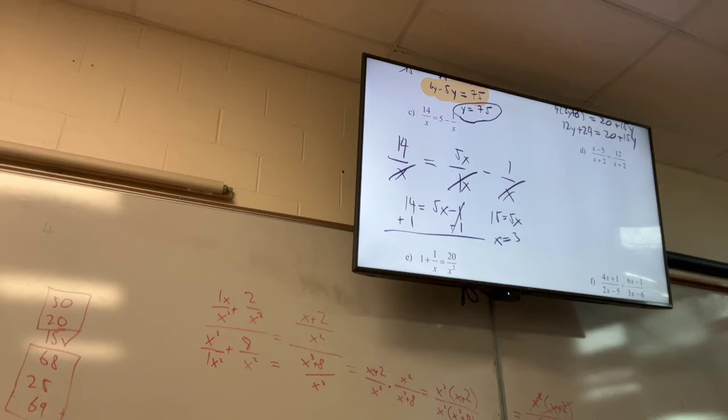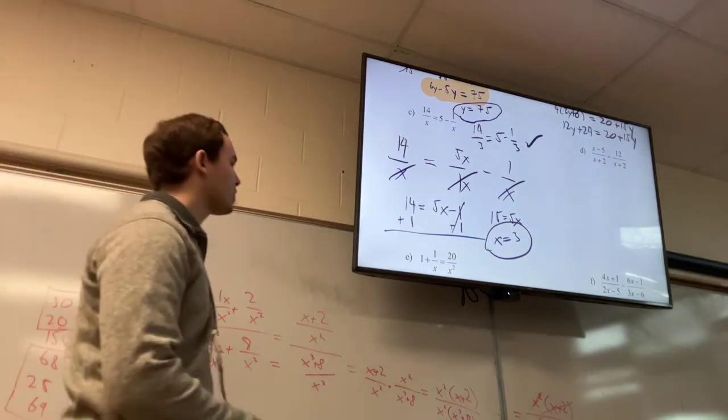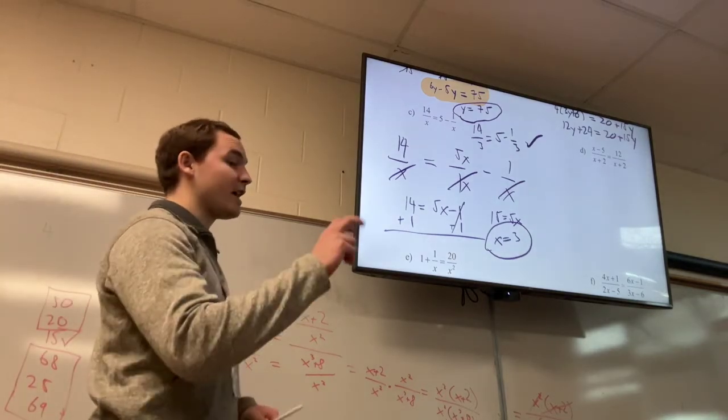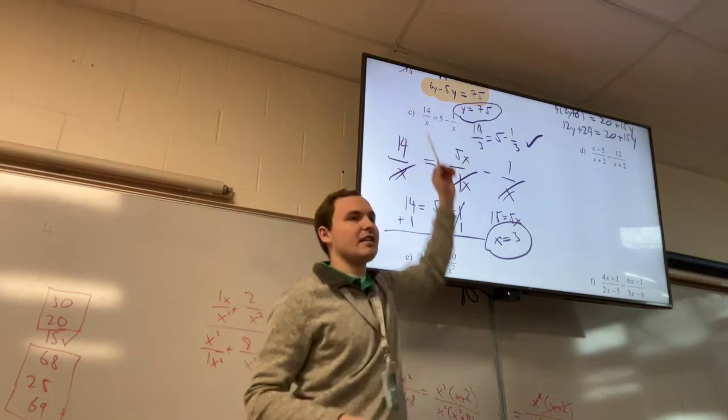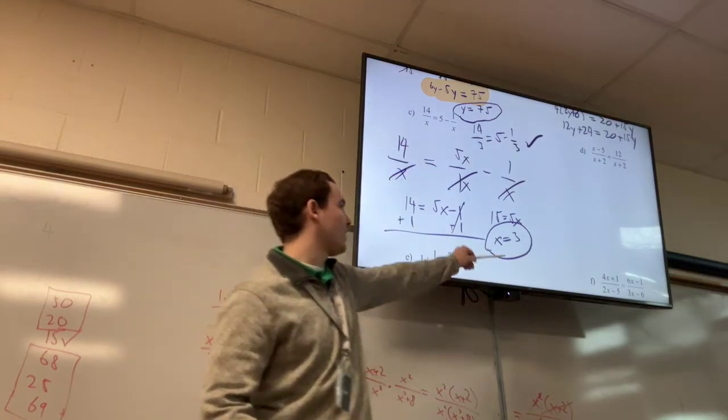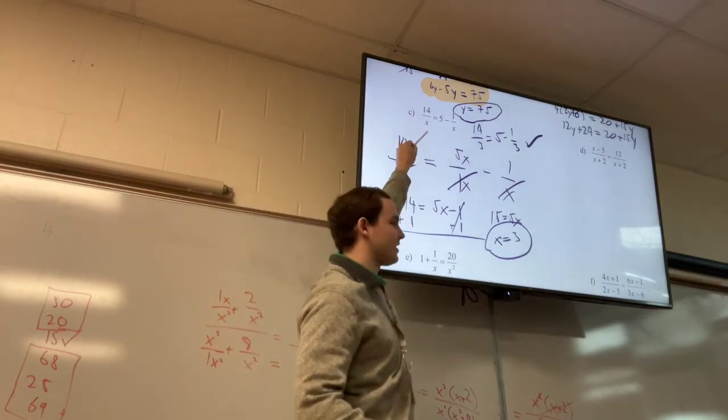All right, and then when we plug it back in, we get the right answer. This is not an extraneous solution. All of your extraneous solutions, all of your fake solutions, when you plug them in, you'll get a divide by 0. So this one, when you plug it in, you do not get a divide by 0, so this is the right answer. Yes?